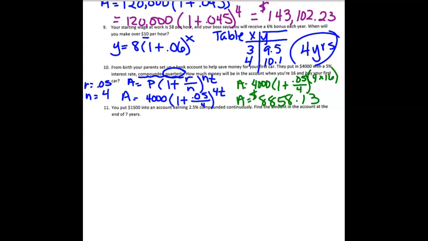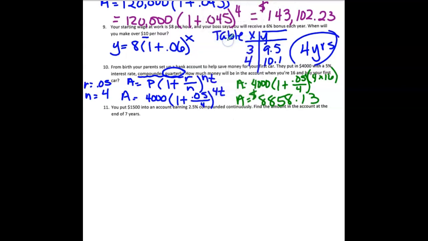All right, our last question. It says you put $1,500 into an account earning 2.5% compounded continuously. That's an important thing here. Compounded continuously. That tells me right away that I need to go to that other compound interest formula, my PERT formula. Okay? Find the amount in the account at the end of 7 years.